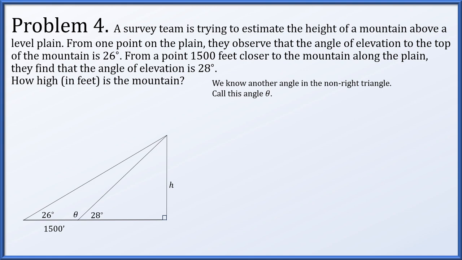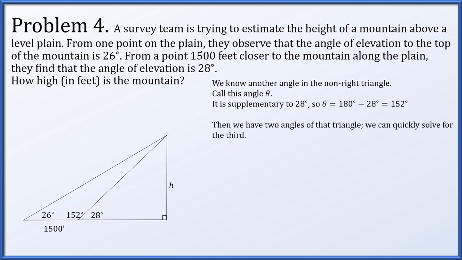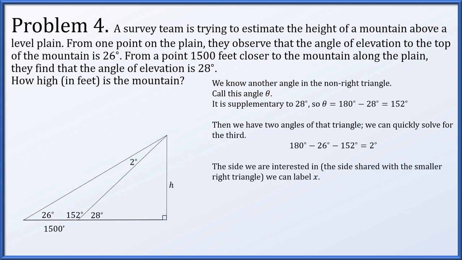If we mark this angle here as theta, it's supplementary to 28 degrees. It's 152 degrees. Now we have two angles, and since the angles of a triangle add up to 180 degrees, we can solve for the third. It's 2 degrees. Now the side we're interested in solving for, the one that is shared between the non-right triangle and the smaller right triangle on the right, we're going to label as x.